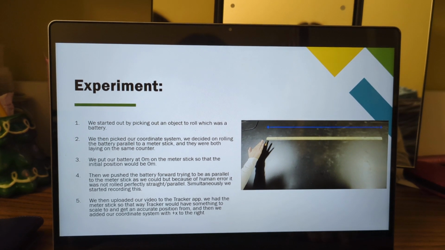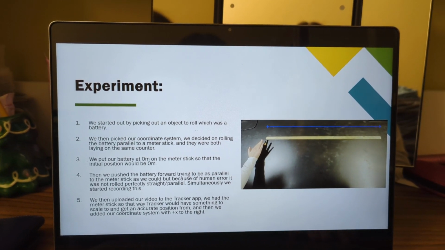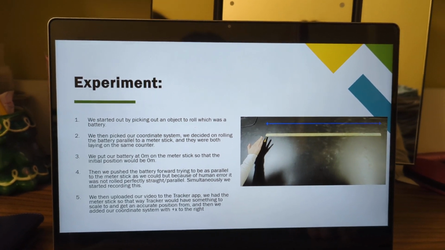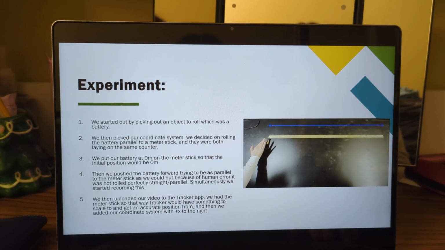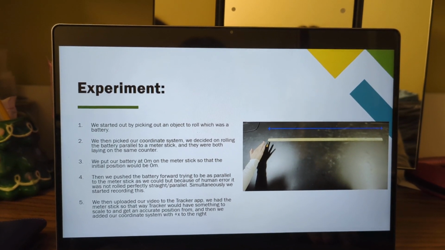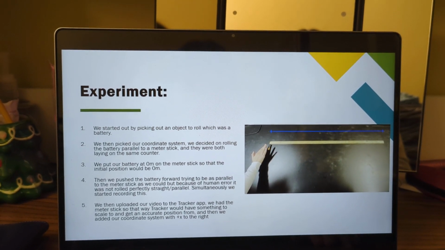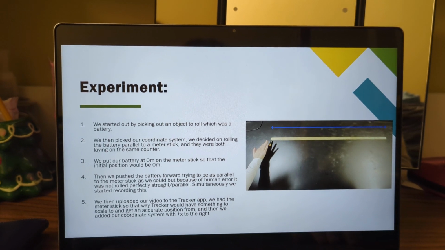In our experiment, we started out by picking out an object to roll, which was a battery. We then picked our coordinate system. We decided on rolling the battery parallel to a meter stick, and they were both lying on the same counter. We put our battery at 0 meters. Then we pushed the battery forward, trying to be as parallel to the meter stick as we could, but because of human error, it was not rolled perfectly straight. Simultaneously, we started recording at this time.